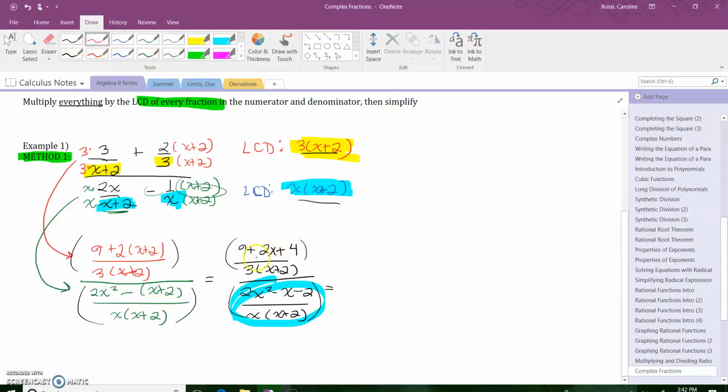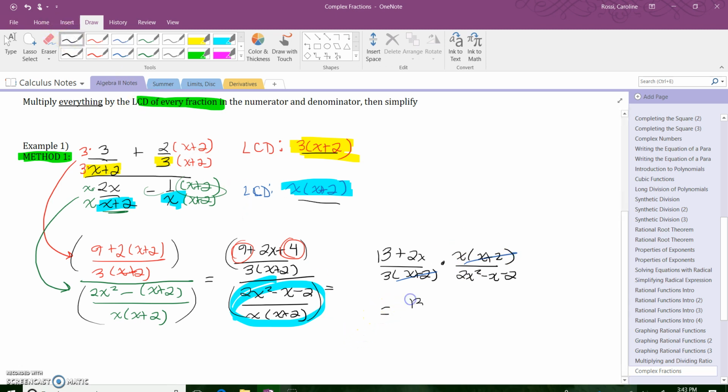Now, while I'm rewriting this numerator, let's go ahead and combine like terms here and make that a 13, 9 plus 4, plus 2x over 3 times x plus 2. Then I'm going to multiply it by the reciprocal of the denominator. So 2x squared minus x minus 2. And a wonderful thing will happen here. I'm canceling those two. That's going to simplify a little bit.